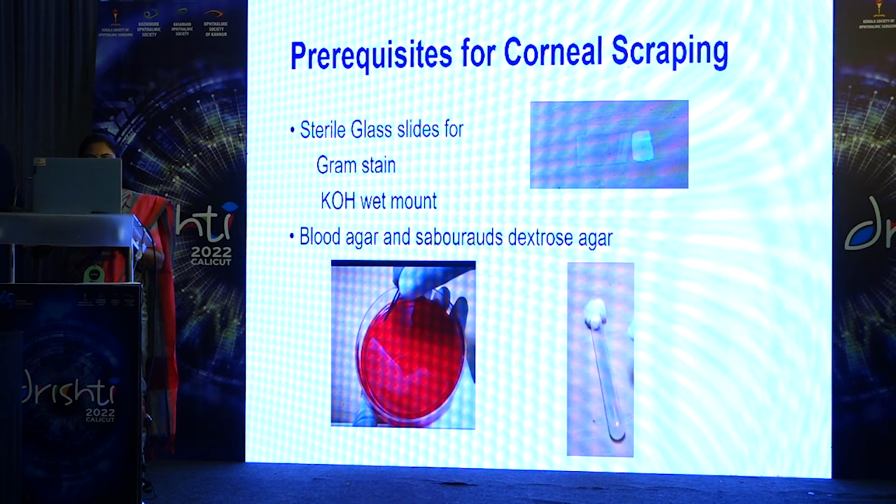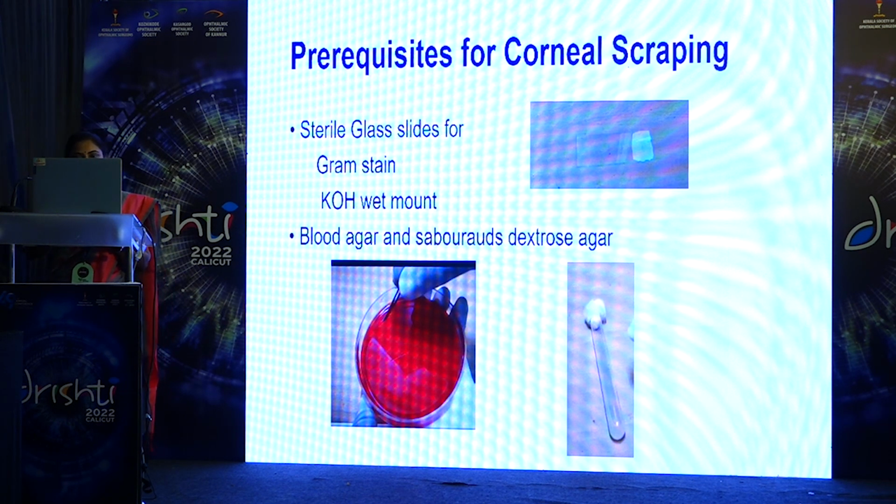And the requisites to take the scrapings are glass slides. Ideally, 2 slides are taken. One is for the gram stain, another is for the KOH wet mount. And 2 plates are taken for culture. One is for the bacteria, that is the blood agar. Another is for the fungal, that is Sabouraud's dextrose agar.